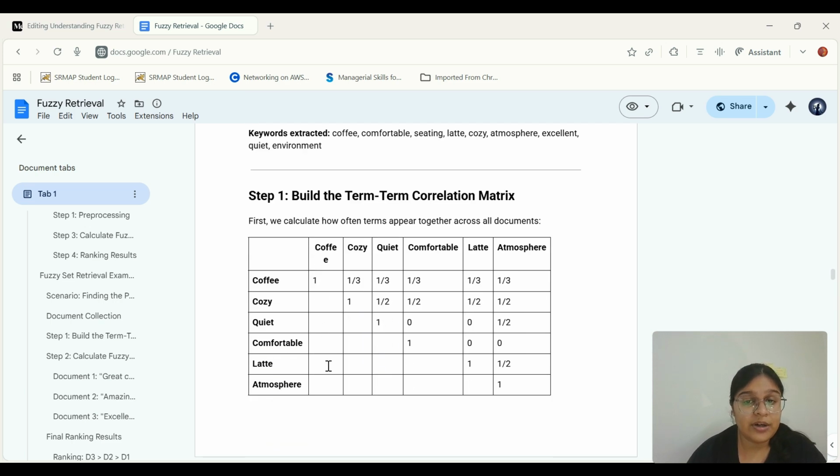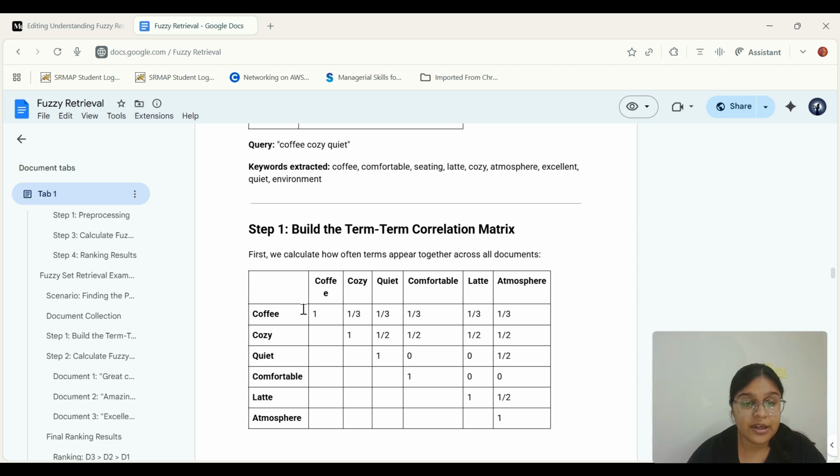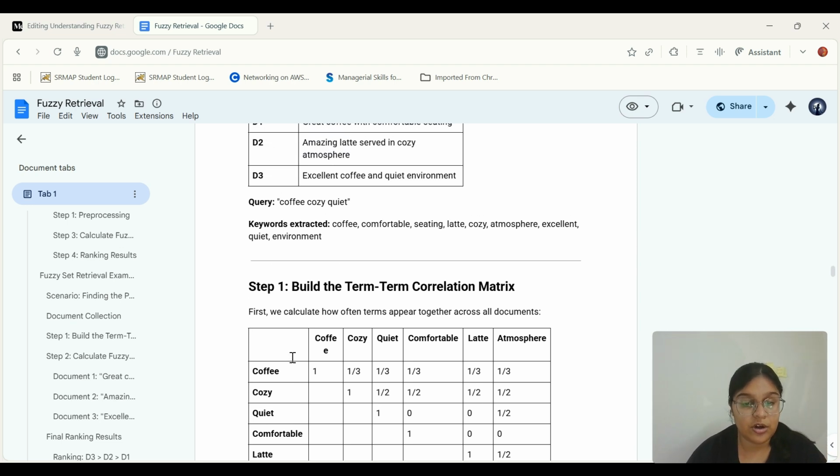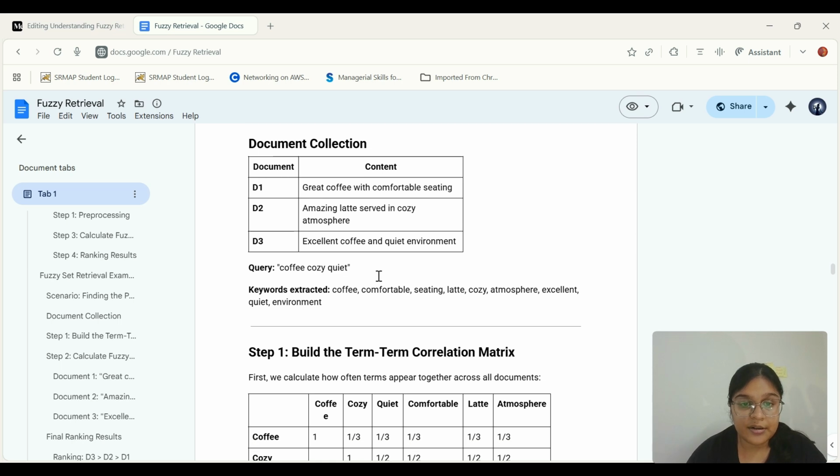Now we build our term correlation matrix. So, for coffee, single terms will always be one. Okay, how many times it is present is one time. Now, coffee and cozy, we have to see how many times both are present in a single document or how many times it is present in a document. So we see coffee and cozy are present.